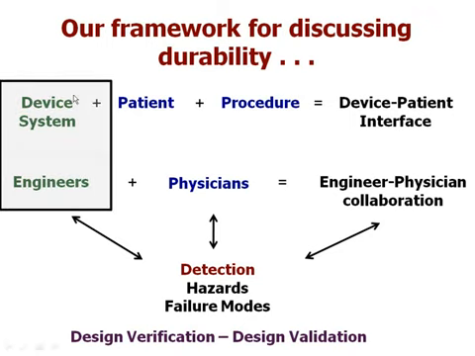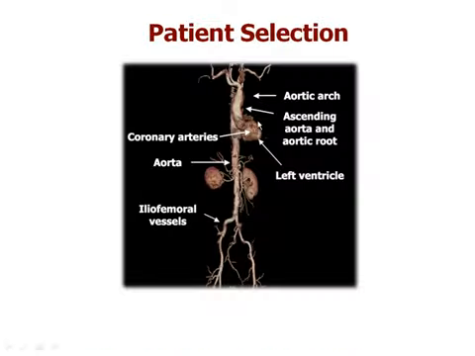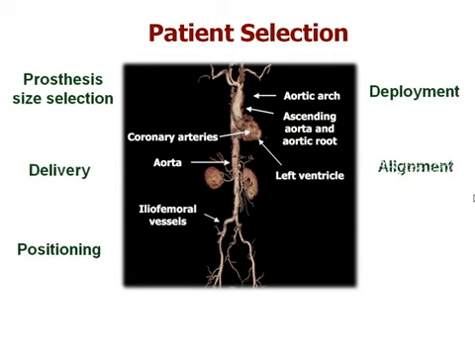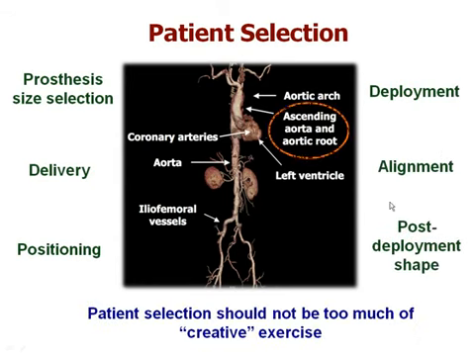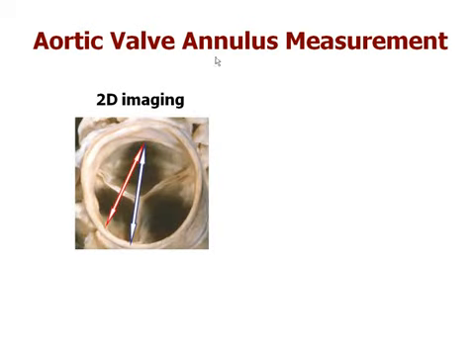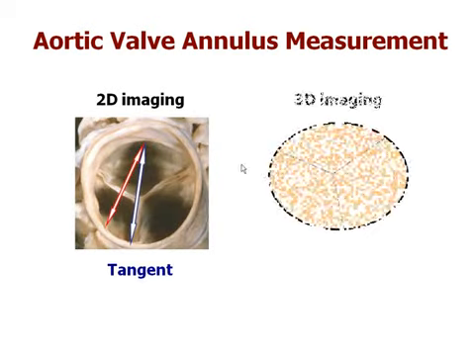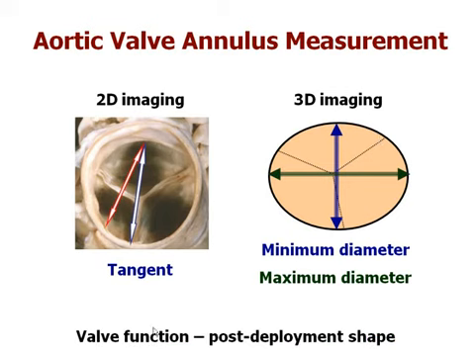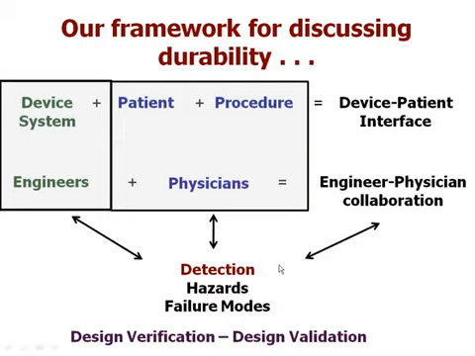So after you understand the device system, then we have to understand the patient and the procedure. Patient selection can influence the prosthesis size selection, the delivery of the device, the positioning of the device, the deployment of the device, also the alignment of the device, and the post-deployment shape of the device. We already spoke about the aortic valve annulus measurements and the shortcomings in 2D and in 3D, where we can have a minimum and maximum diameter. We have to understand how to use these valve measurement sizes in order to select the patient prosthesis, and this may affect valve function and the post-deployment shape of the device.